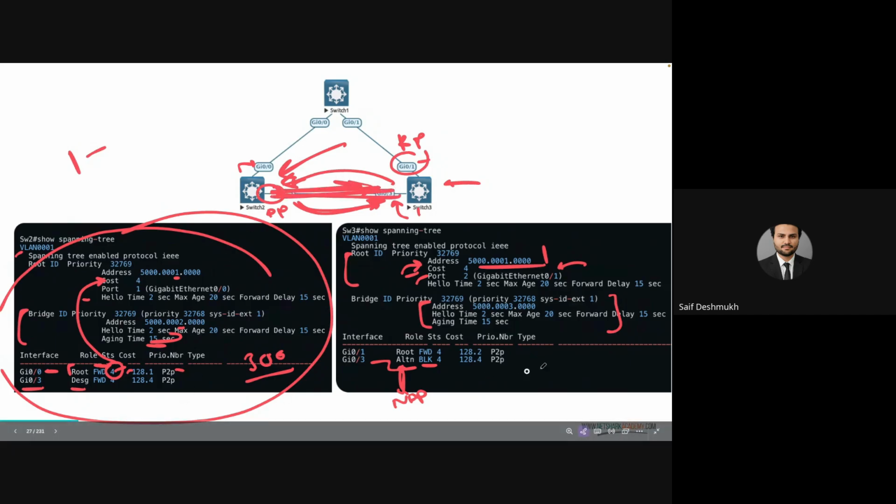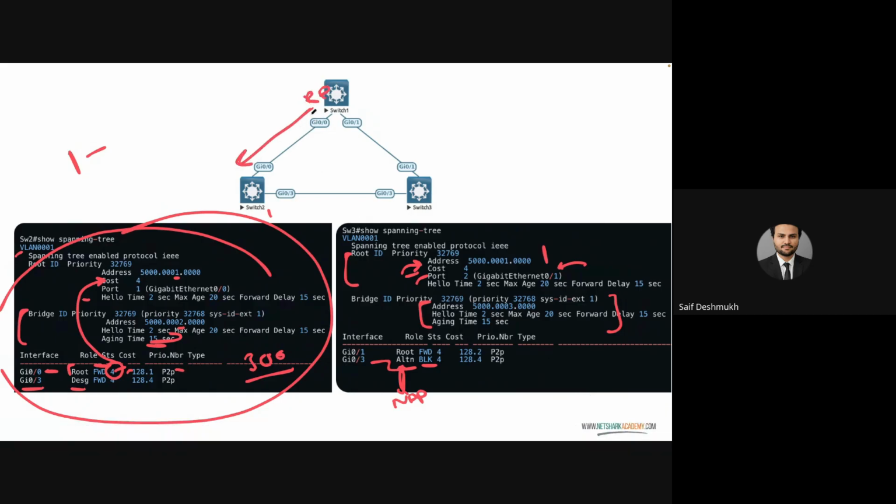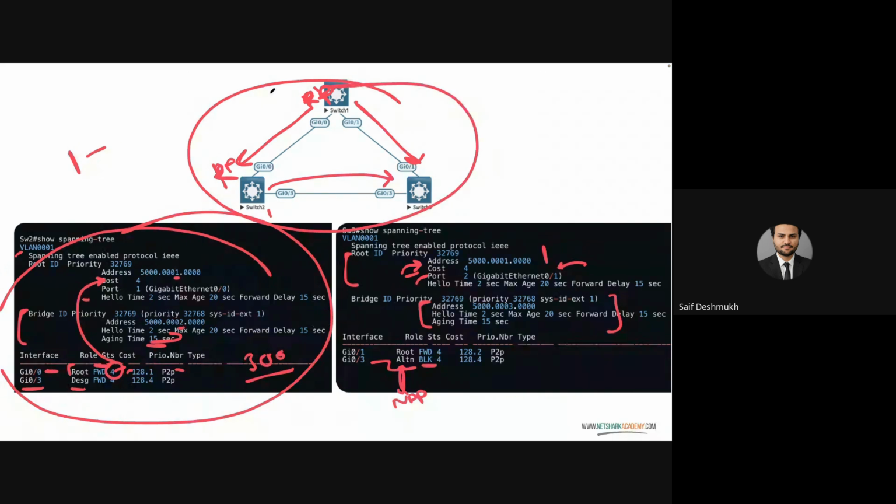So the BPDUs will always flow in this direction, from the designated port to the root port. The root port is where you receive the BPDUs. And this guy is going to send the BPDUs like this continuously every 2 seconds, and you receive this BPDU every 2 seconds. This function of receiving BPDUs every 2 seconds is what keeps the spanning tree convergence alive.